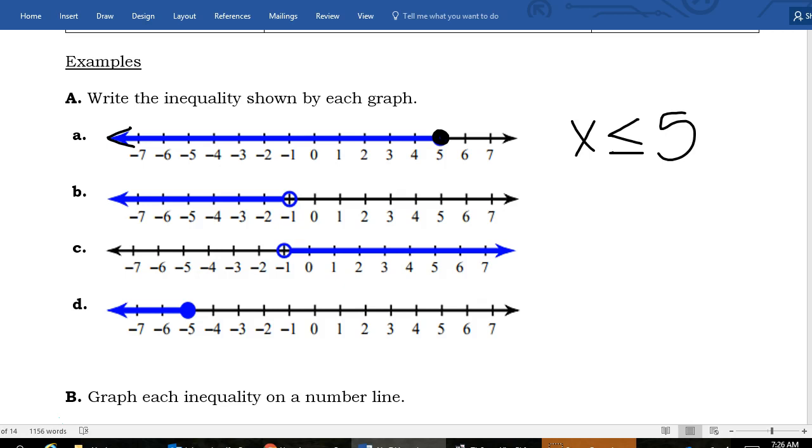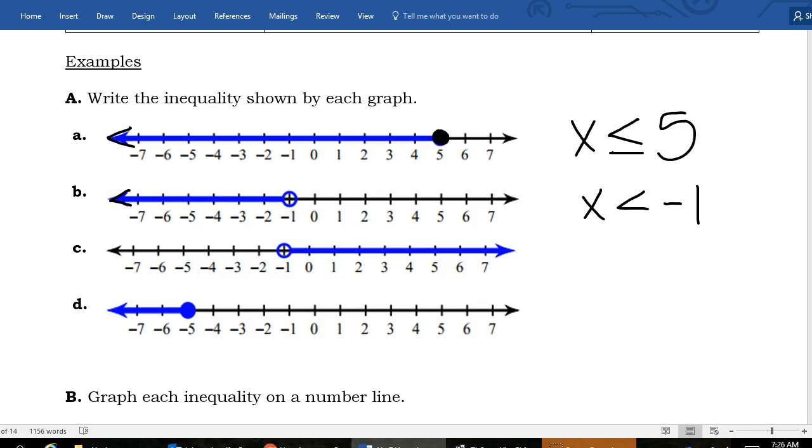Letter B, I have a -1, and I have everything shaded to the left of that, so X is less than -1. So the difference between A and B is that when the circle is colored in, that includes the number, so we have that "or equal to" line. And when the number is not colored in, when it's an open circle, then it's not including that number, so it would just be a less than.